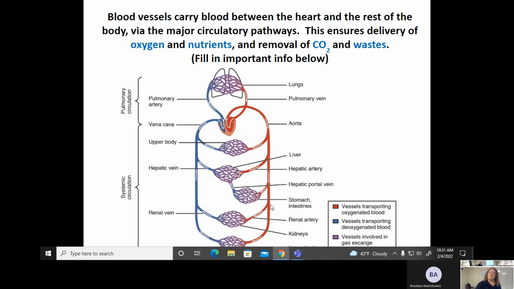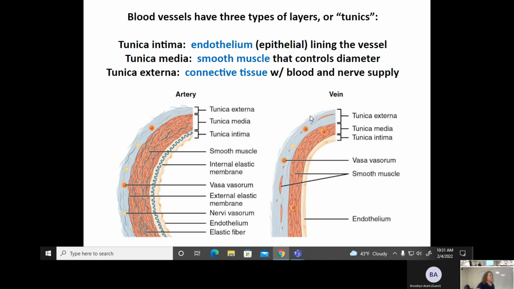So we've got blood moving all over the body. The kidneys are filtering. The digestive system is absorbing. Your liver is adjusting the nutrients, and then they rejoin the bloodstream. And then we're doing the oxygen and the CO2 stuff up here. Blood vessels are essential to carry blood between all of these places. So now let's look at how they are structured. What are their layers?